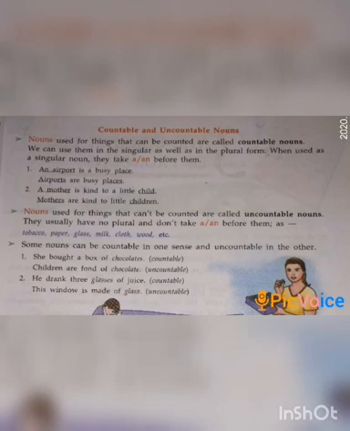Some nouns can be countable in one sense and uncountable in another. She bought a box of chocolates. Countable. Children are fond of chocolate. Uncountable. He drank 3 glasses of juice. Countable. This window is made of glass. Uncountable. So we can easily identify what is countable and what is uncountable, and what are the specialities and the rules among them.